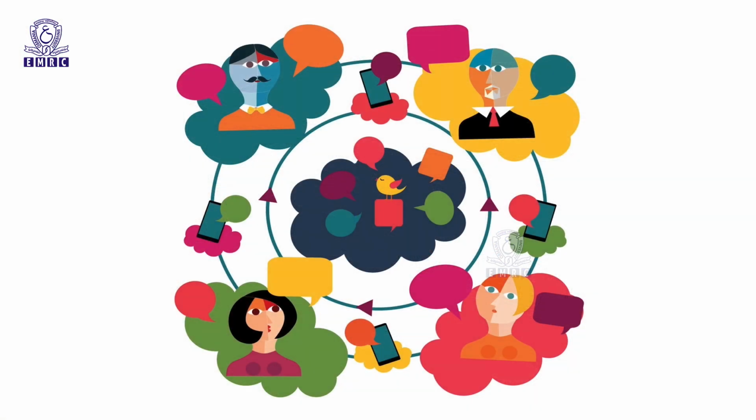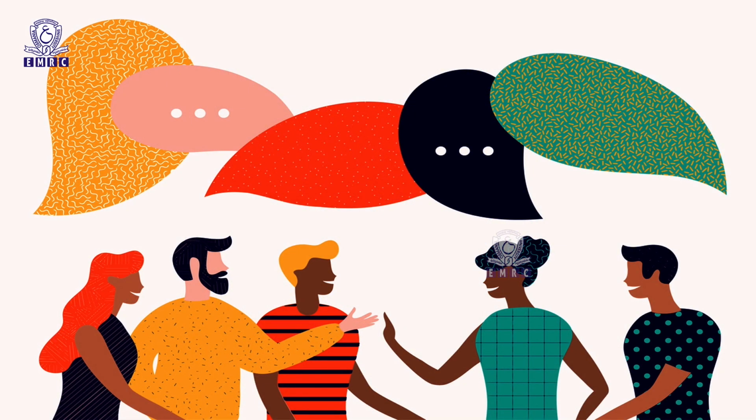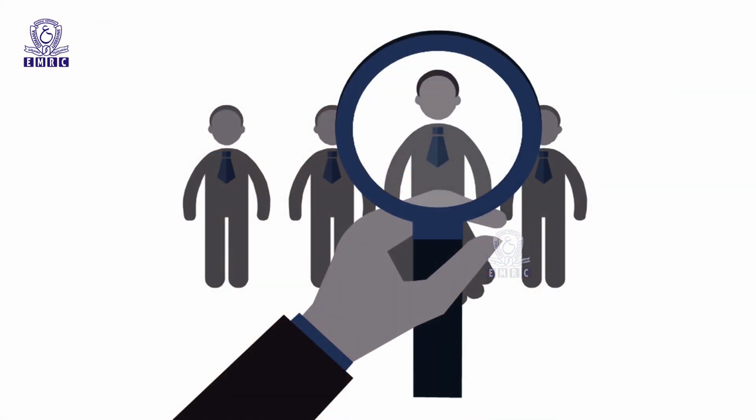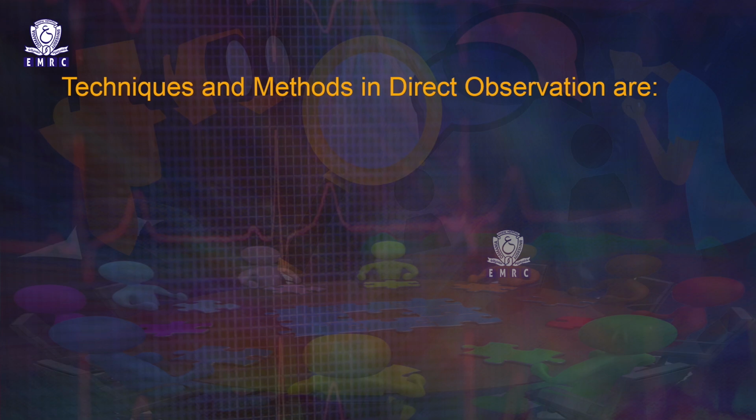For example, in a study of communication patterns, researchers might ask a group of participants to discuss a controversial issue and then make direct observation of who started the discussion, who changed the topic, who said nothing, and so forth. Techniques and methods in direct observation are anecdotal record.